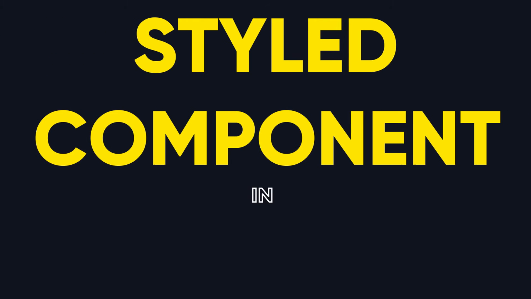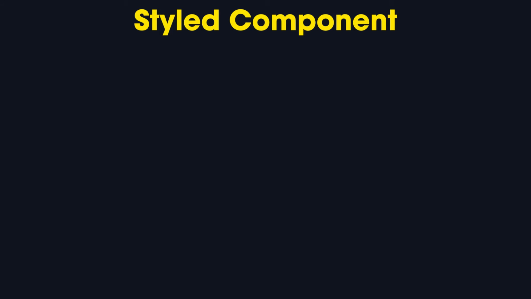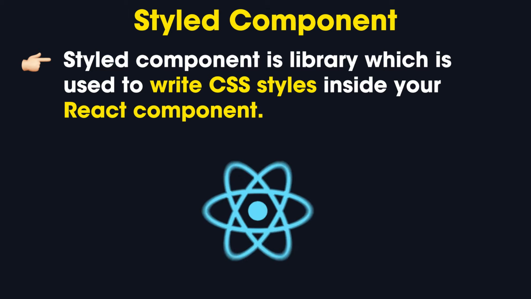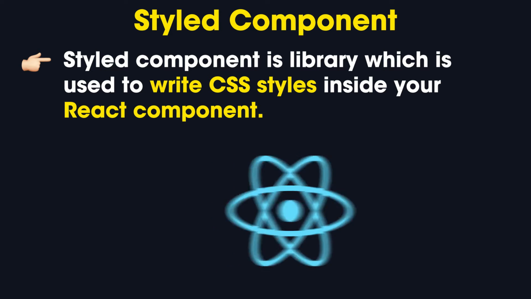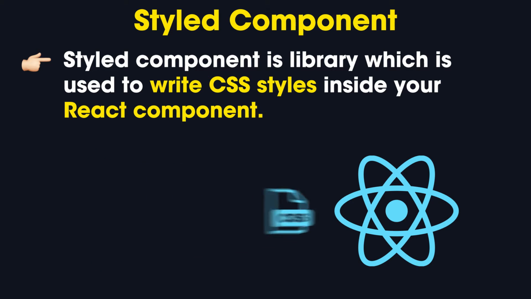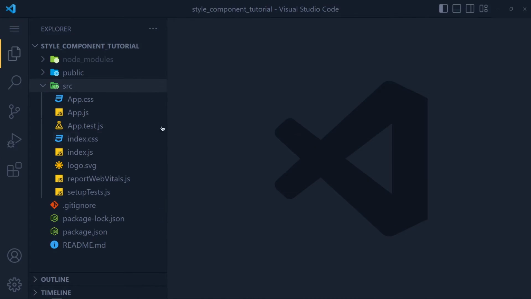In this tutorial, we will see styled components in React. Styled components is a library which is used to write CSS styles inside your React component. In simple words, when we use styled components, we don't need to create another file for CSS. We can write CSS in our React component. Let's see this practically. So here I have a new React application.